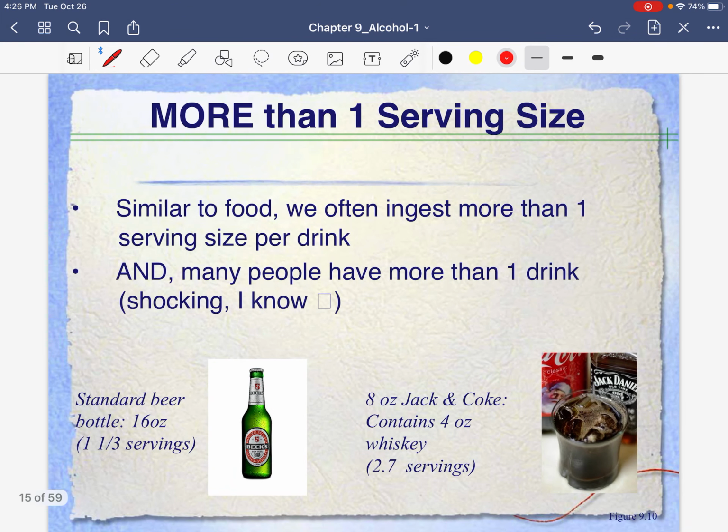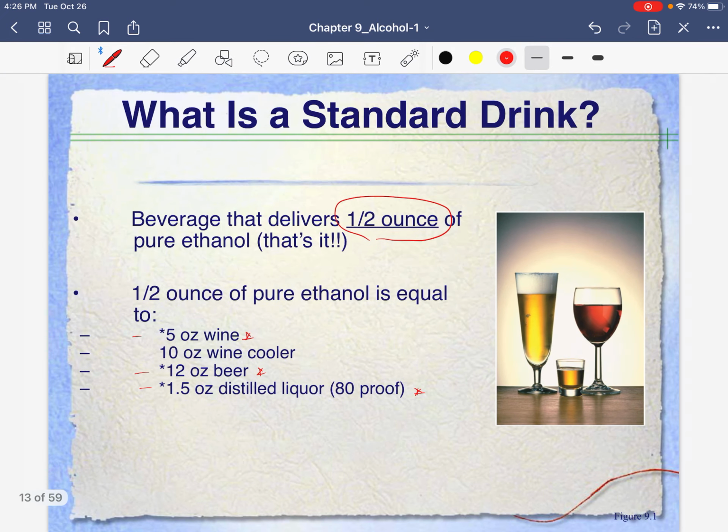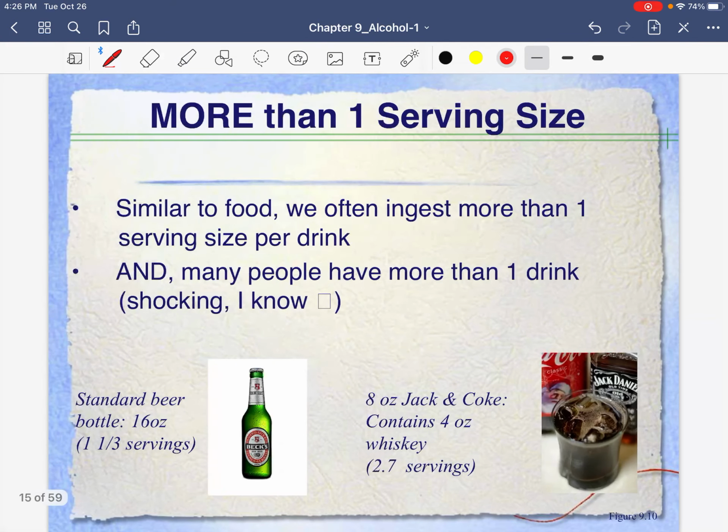So as with the food that we eat, a lot of the typical drinks that we get tend to contain more than one serving size. So a standard beer is a 16-ounce beer, which is more than the 12 ounces. A standard Jack and Coke drink, for example, would contain 4 ounces of whiskey and the rest Coke. And that's actually 4 ounces is over 2.5 times the half ounce, right?